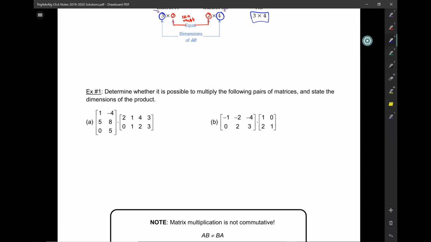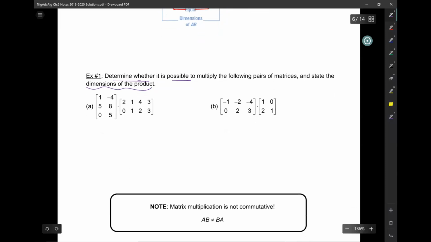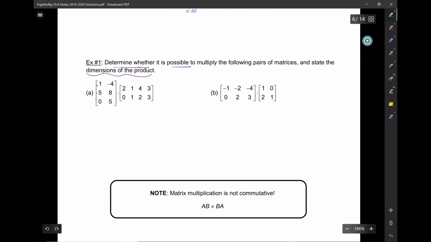Now let's first start by practicing when we can multiply and what the dimensions will look like. So here it says to determine whether it is possible to multiply the matrices, and then state the dimensions of the product. Okay, so this first matrix is a 3 by 2. The second matrix is a 2 by 4. You can multiply these because these are the same, so yes, you can multiply them. And then the product will be a 3 by 4.